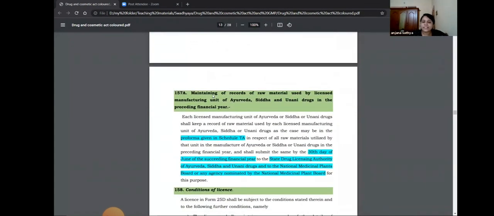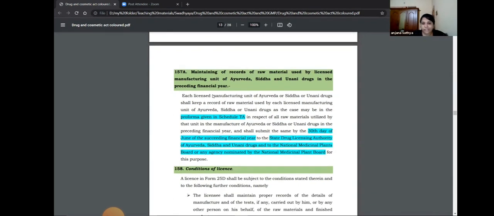Then next one is rule number 157A, maintaining the records of raw materials used by the licensed manufacturing unit of Ayurveda. There is a proforma explained in Schedule TA. According to the proforma, you have to keep a record of the usage of raw materials, and it has to be submitted to the State Drug Licensing Authority of Ayurveda, the National Medicinal Plant Board, or any agency nominated by the National Medicinal Plant Board. That has to be submitted by 30th June of the succeeding financial year. So there has to be a record maintained in the raw material section. Okay.